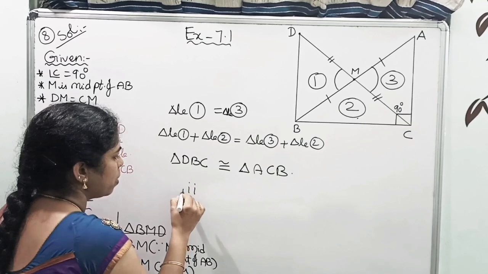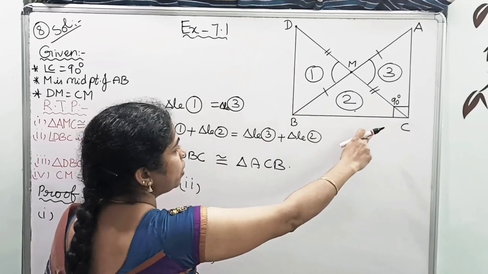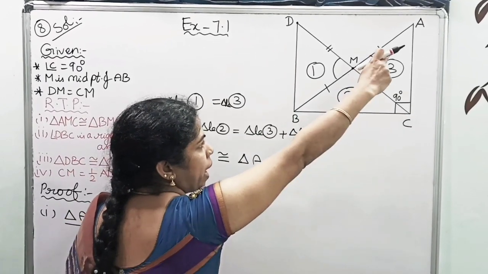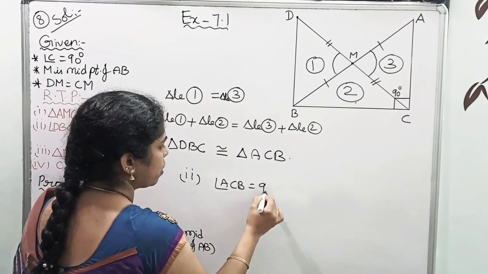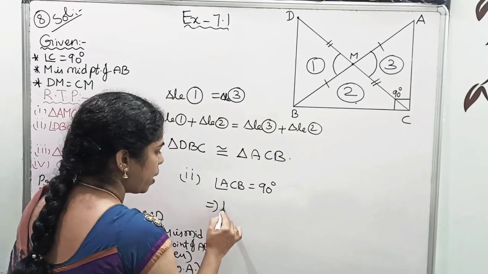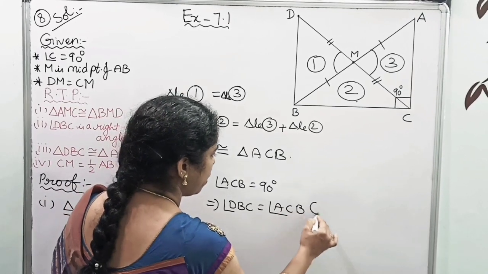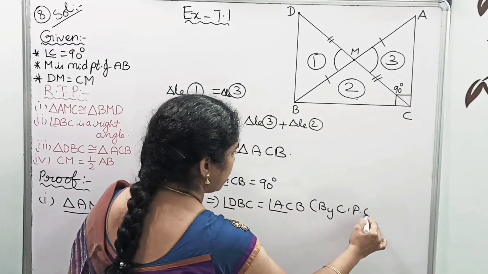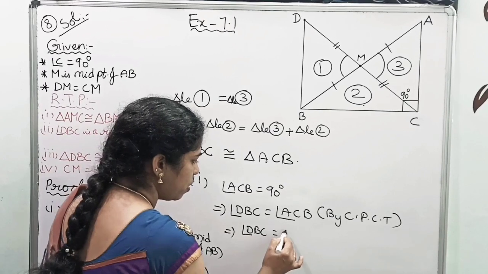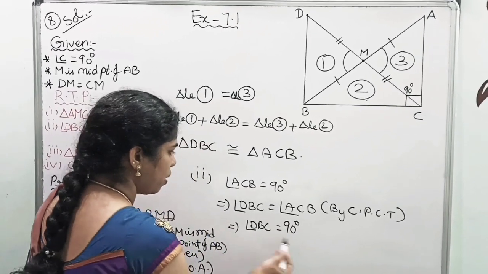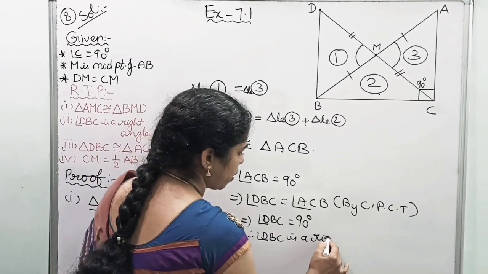Second one they asked is angle DBC is a right angle. If you observe angle DBC, it is corresponding part of angle ACB. Angle ACB, we know that it is 90 degrees, given. That implies angle DBC will be equal to angle ACB by CPCT. That implies angle DBC is also equal to 90 degrees. Therefore, angle DBC is a right angle.